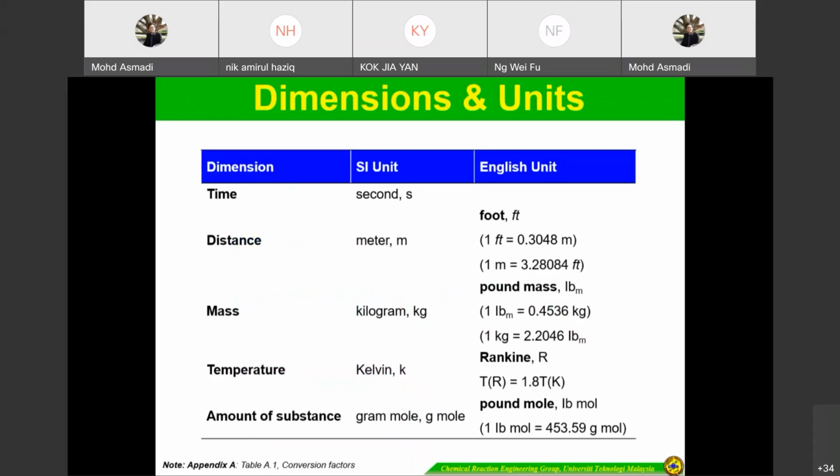And then dimension and units. I don't think I'm going to explain this one. I think all of you know how to convert from the American units to the SI units. If we give you SI units, you know how to convert them to American units, and American to SI. But mostly for the textbooks, they use the SI unit.